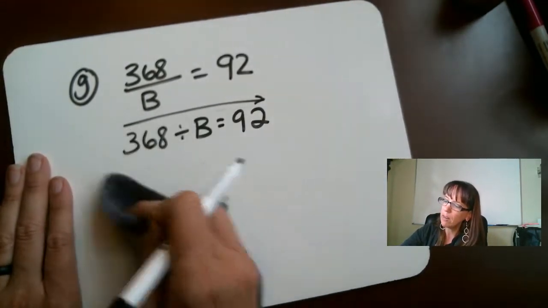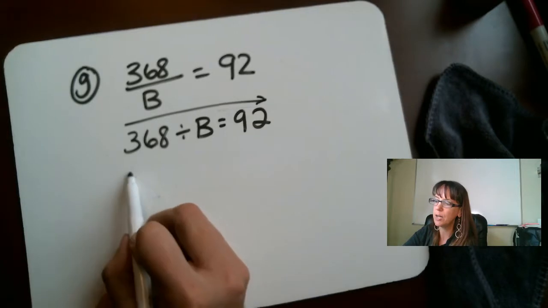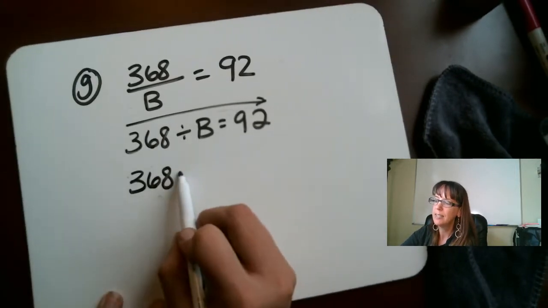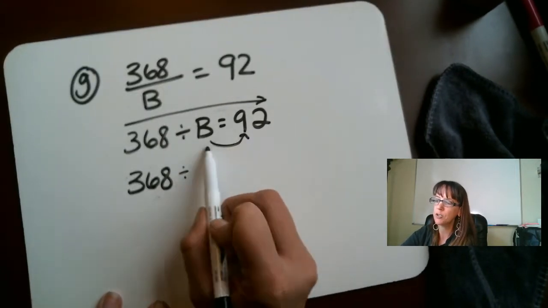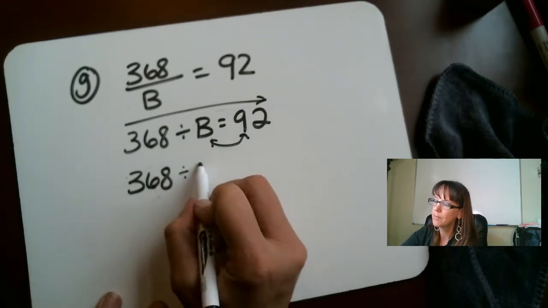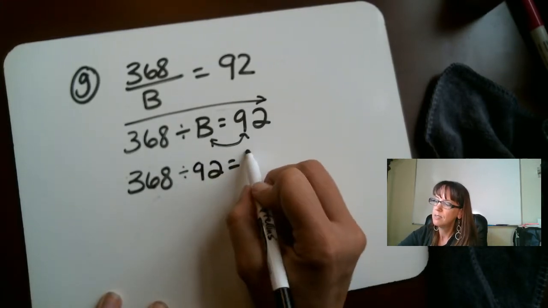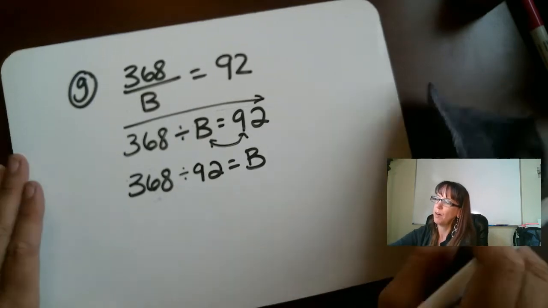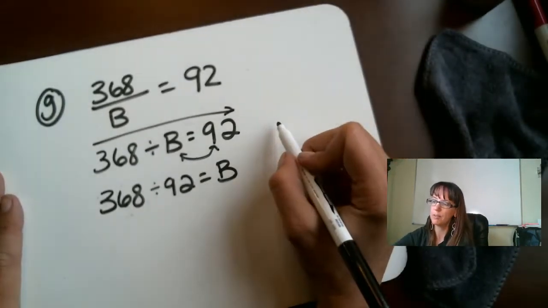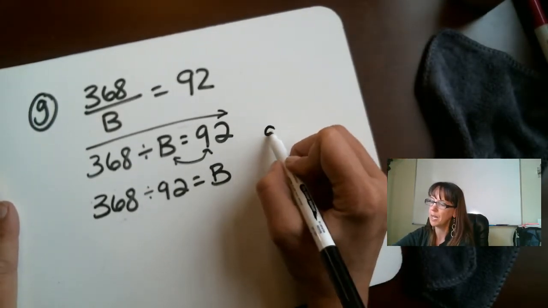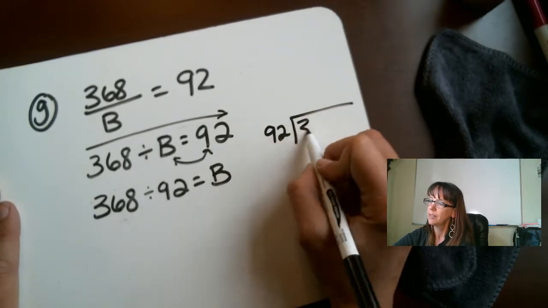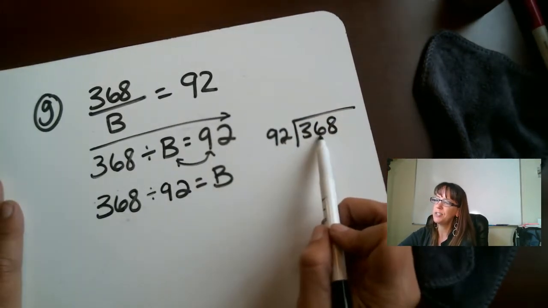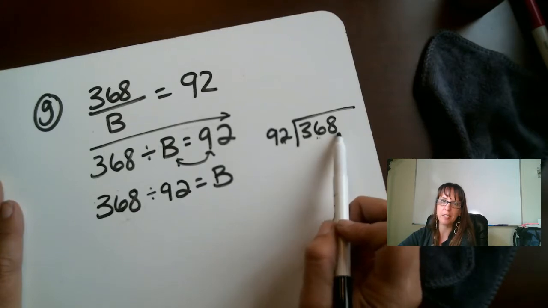Let's rewrite our division problem, and we can do that by doing 368 divided by, and just like subtraction, these last two get swapped, equals B. Okay, 368 divided by 92 equals B. All right, so we can actually do that information over here. We have 92 into 368. Well, 92 can't go into 36, it's going to have to go into the whole thing.